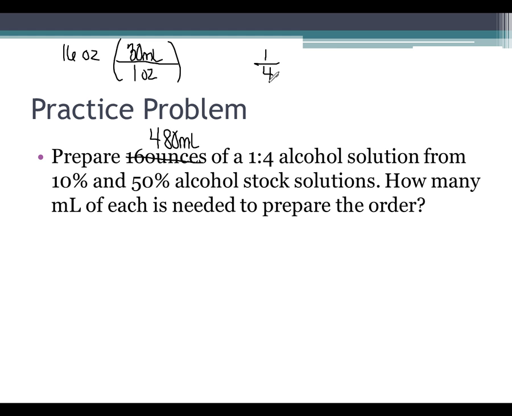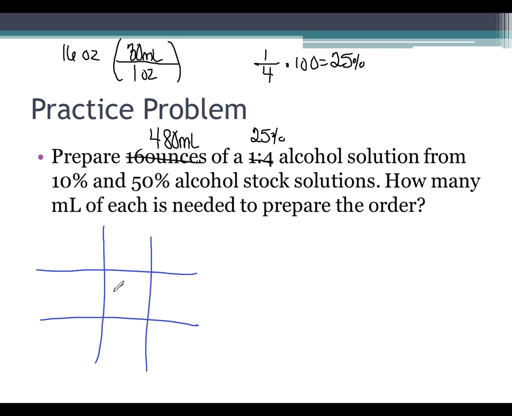1 to 4 is 1 divided by 4 times 100. Don't forget to multiply by that 100. And I'm getting 25%. So I'm preparing a 25% alcohol solution. Now I'm ready to set up my tic-tac-toe grid here. I'm preparing a 25% solution from a 50 and a 10. I'm going to subtract: 50 minus 25 is 25. 25 minus 10 is 15. When I add them together, I get 40 total parts.